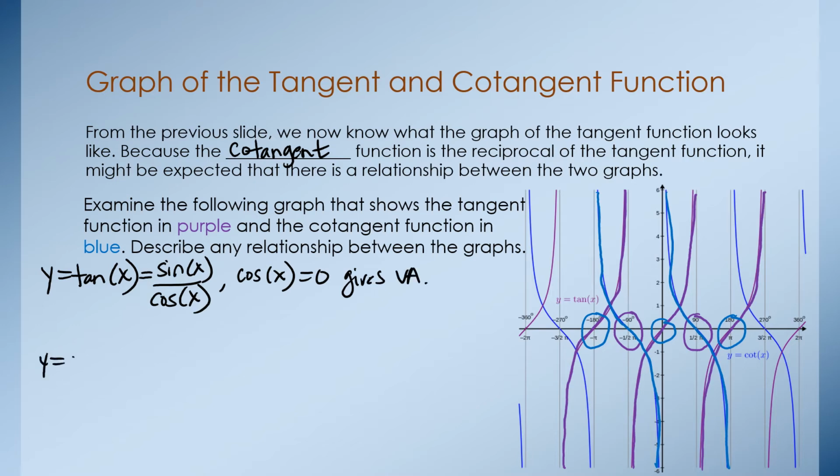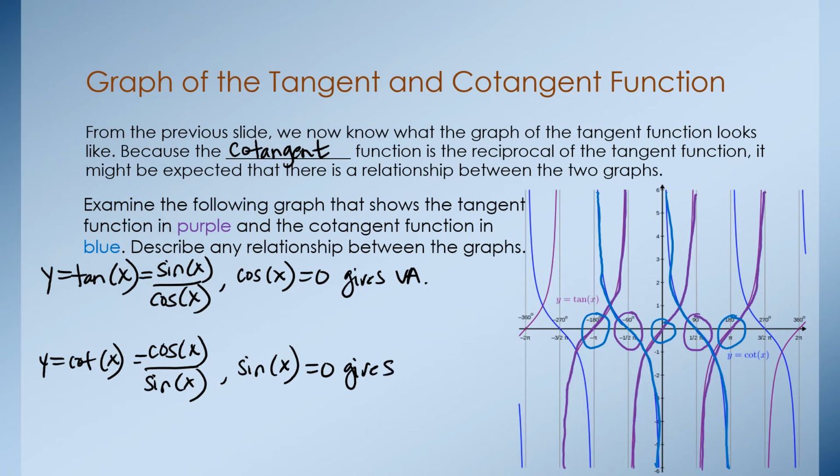For cotangent, cotangent is the reciprocal, or we could say cosine of x over the sine of x. And whenever the sine of x is equal to 0, that is when the cotangent function is going to give a vertical asymptote.